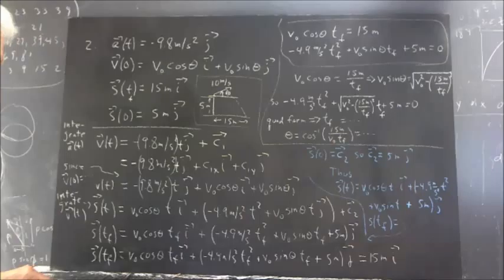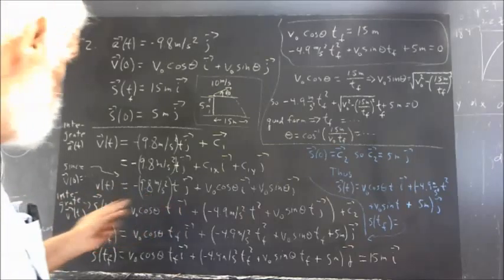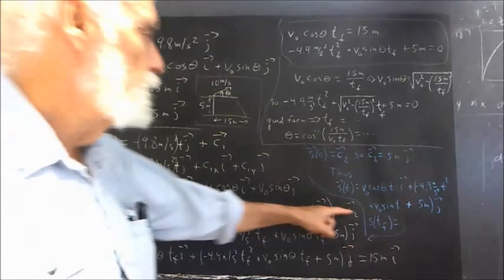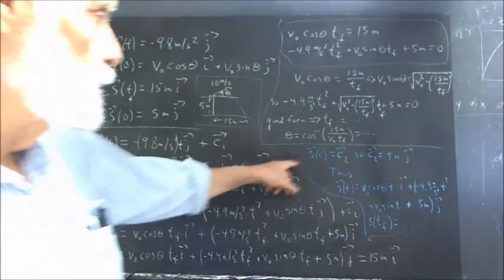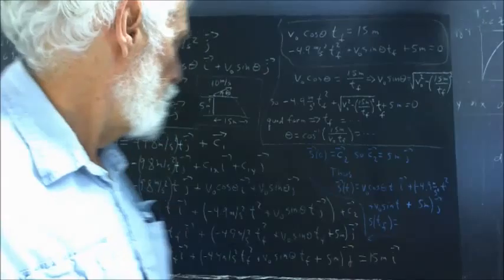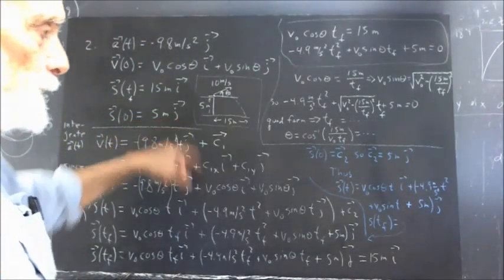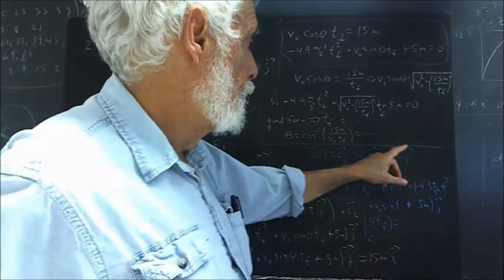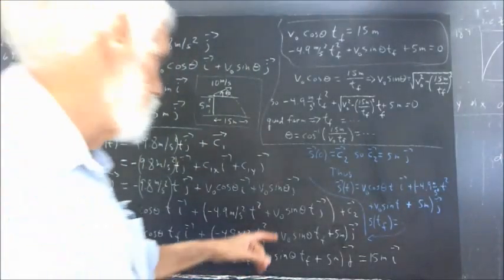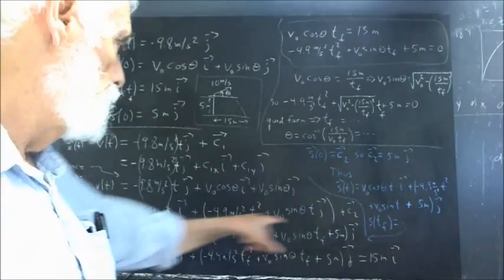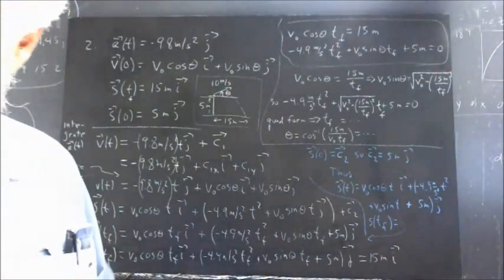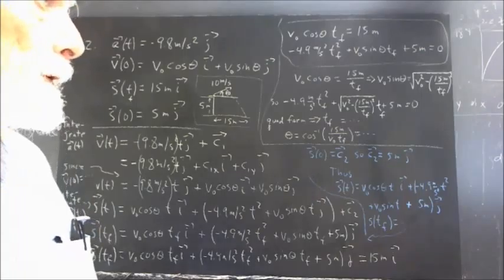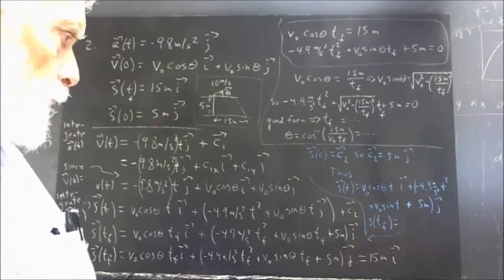Okay, so now, I neglected to evaluate my c2 here. I've done that up here. s of 0 equals c2, and s of 0 equals 5 meters times j. So our c2 vector is just 5 meters times j, so we just add that in to the j components. And I have something else here, another error, because I'm clearly incapable of writing things down correctly.